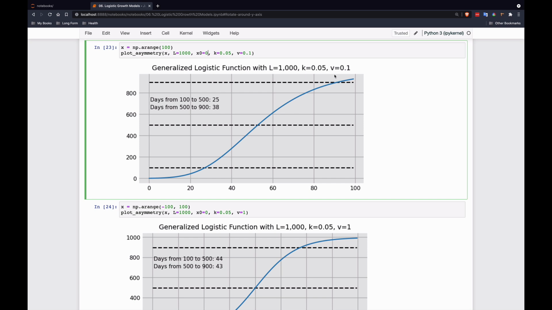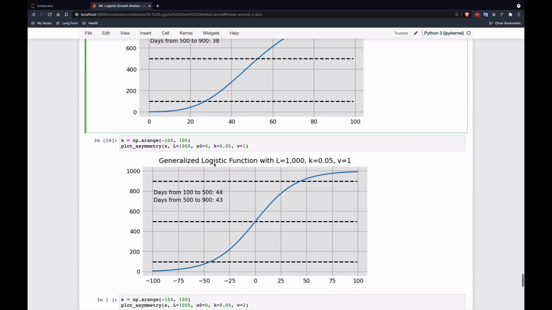Now you notice over here v equals 0.1, we still have x equals 0, but the midpoint, that is where the case number is halfway to its asymptote at 500, is no longer at 0. It looks like it's around here, so it's a little bit past 50 for these x values.